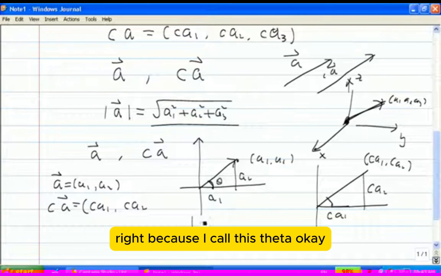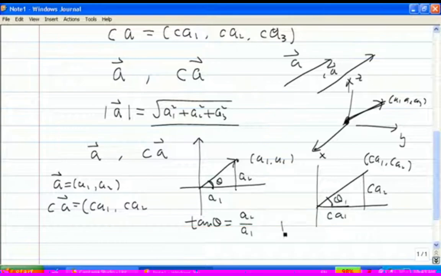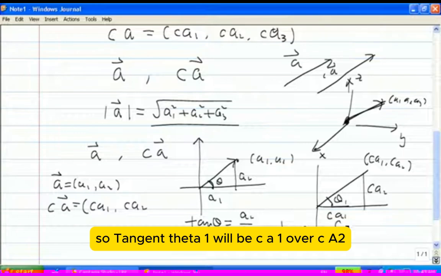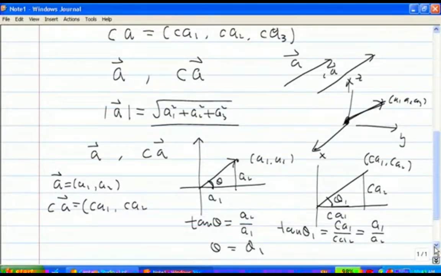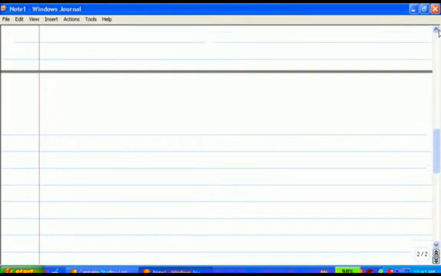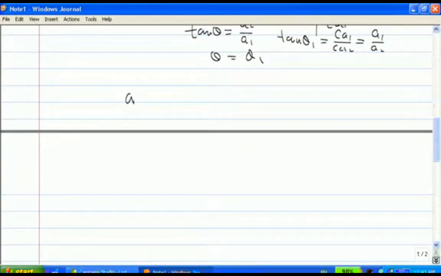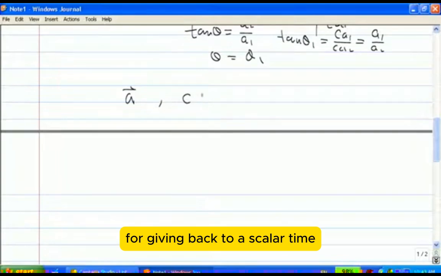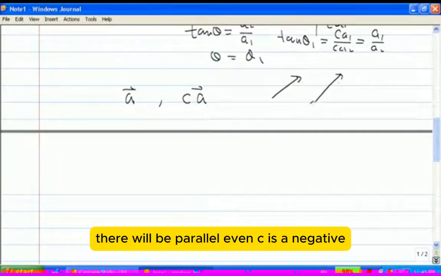Because I call this theta, tangent theta is equal to A2 over A1. If I call this theta 1, tangent theta 1 will be CA2 over CA1, which is A2 over A1. That means theta equals theta 1. So this means for a given vector A, scalar times that, those two vectors will be parallel.